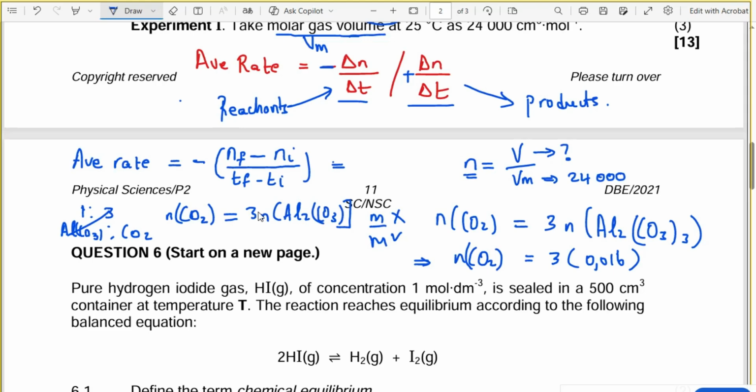You still with me? Yes, sir. Okay, so now I know the number of moles. What do you get when you punch this on the calculator? What is 3 times 0.016? We get 0.048.